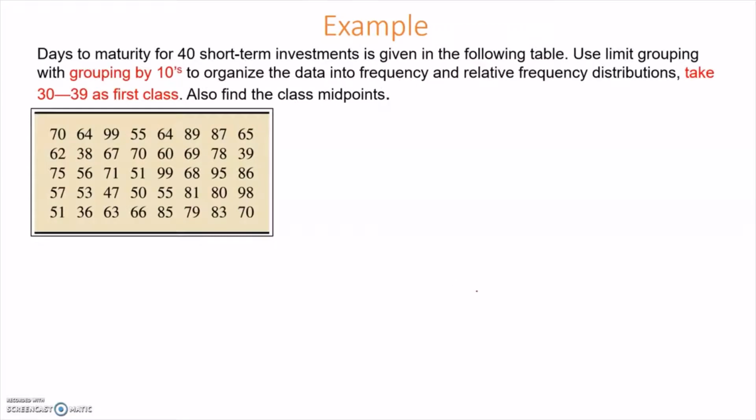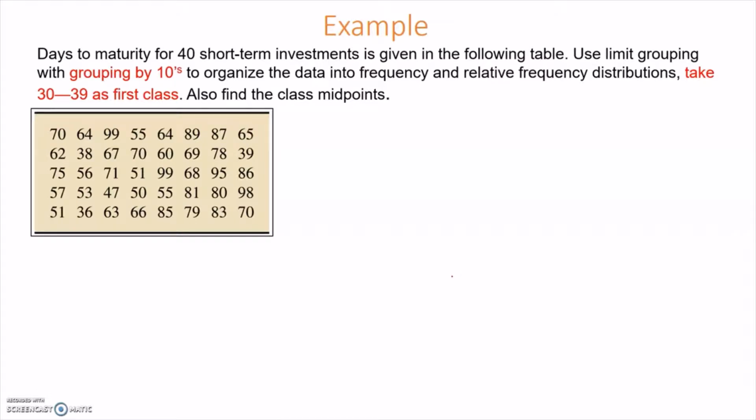Days to maturity for the 40 short-term investments is given in this particular table. Use the limit grouping with a grouping by tens to organize the data into a frequency and a relative frequency distribution. Take 30 to 39 as the first class. Also find the class midpoint.